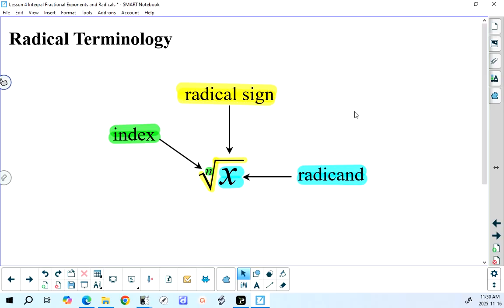It's important that you understand the terminology, just like anything else in math or any other subject matter. If you don't understand the terminology, you're not going to be able to communicate effectively your understanding of the math.